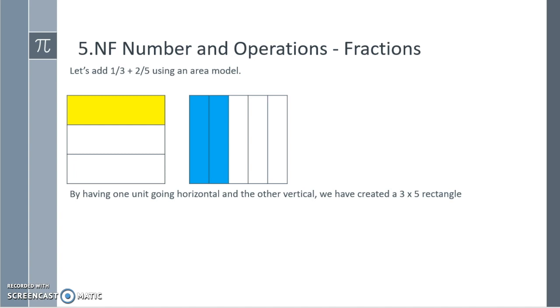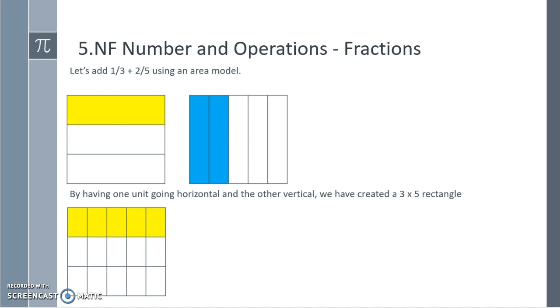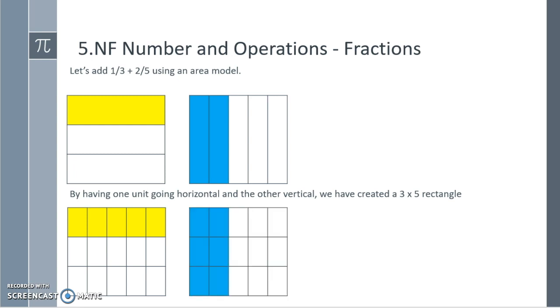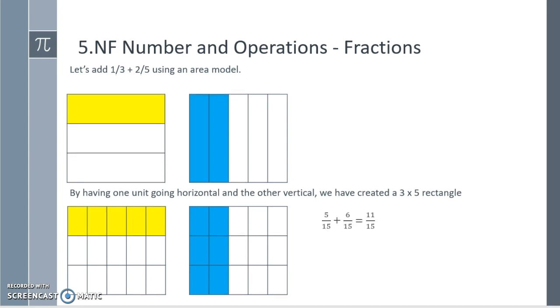By having one unit going horizontally and the other vertically, we have created a 3 by 5 rectangle. So notice along the left is 3 units, and along the top is separated into 5. So if I create an equivalent unit fraction, still cut into thirds, and have the first row highlighted for 1 copy of 1/3, and I do the same with my fifths, I see that all together I have 5/15 plus 6/15 for a total of 11 copies of 1/15.